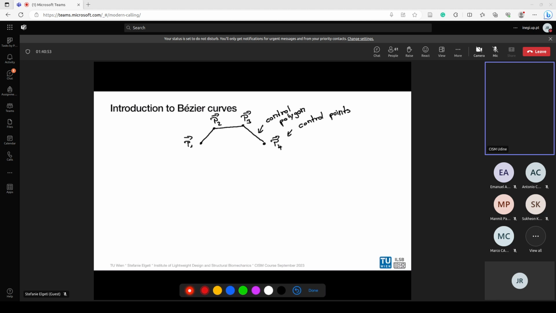And then the curve is guided by the control points, and it stays within the convex hull of the control polygon. Particular for Bezier curves is that they always interpolate the first and the last control point. This is always touched, but the others are not touched. They just guide the curve.